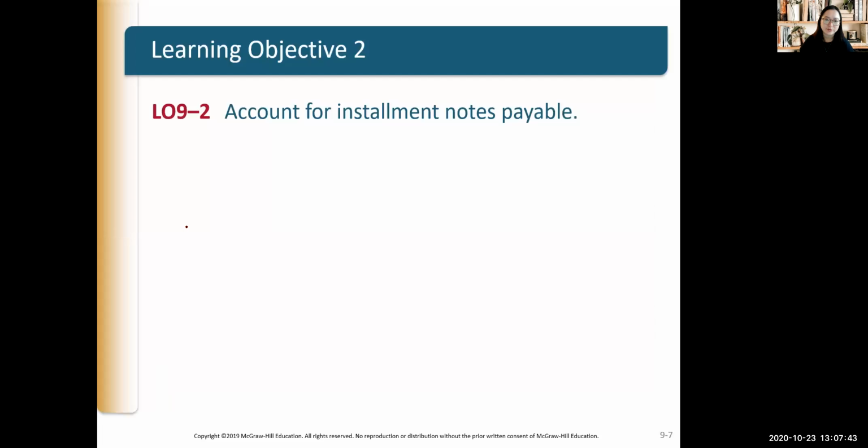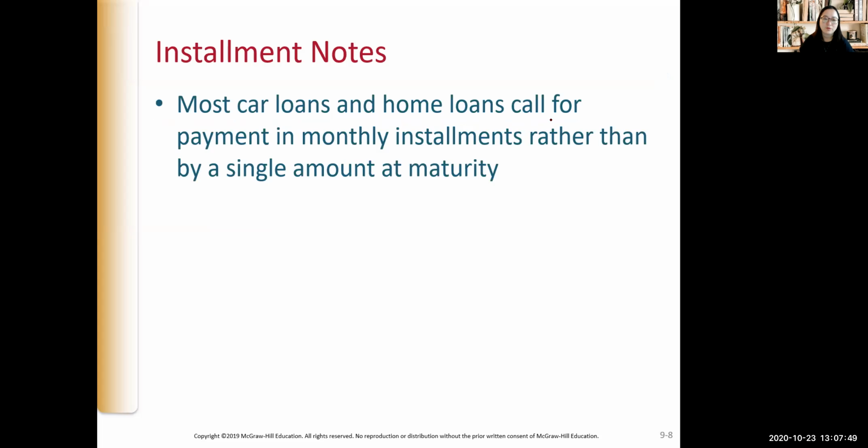Okay, learning objective. We are talking about how we deal with notes payable. Notes payable is probably the most common long-term debt form that we have in our life, such as mortgages, right? We borrow money to buy a house, and car loans. Everybody in the future, when you graduate, you're gonna get a loan to buy a car, to buy a house. Those kinds of loans we call notes, okay? Most car loans and home loans are paid in monthly installments, rather than a single amount at maturity.